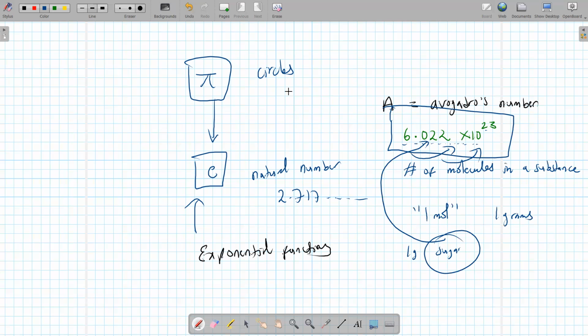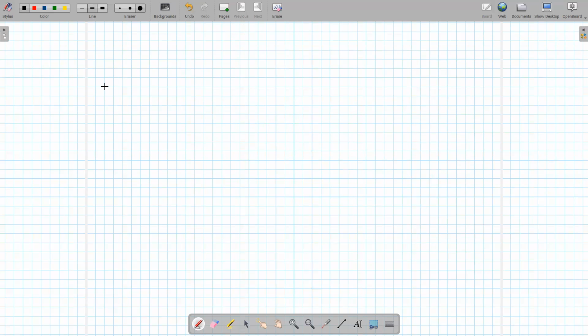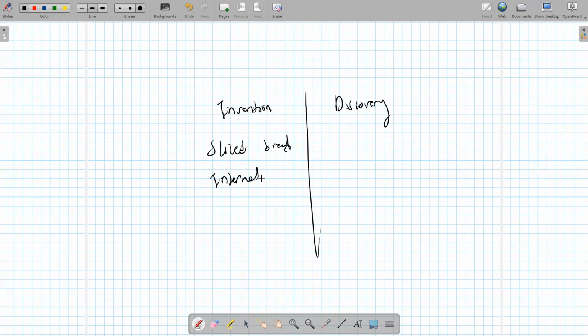Cool. Here's another very famous one. This one was not invented. There's a difference between invention and discovery. Invention would be something like sliced bread, or the internet, or cars. These are inventions. Discovery is something that already existed, but we just didn't know it for the longest time. An example would be gravity. Gravity was discovered. It wasn't invented.